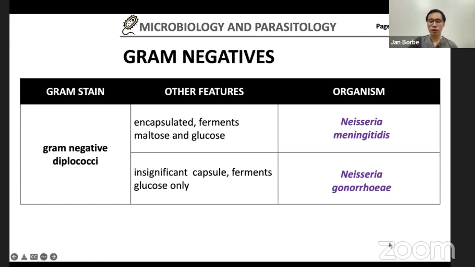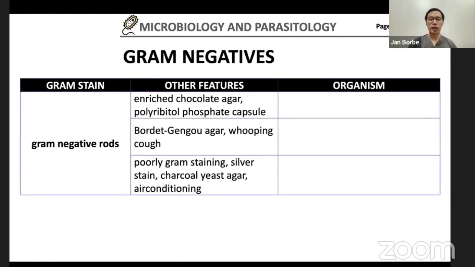We said that if it ferments only glucose, it's gonorrhea. If maltose in particular, you think of meningitidis, but it also ferments glucose. But what you will look for in the exam is the ability to ferment maltose. It has a polyribitol phosphate capsule.